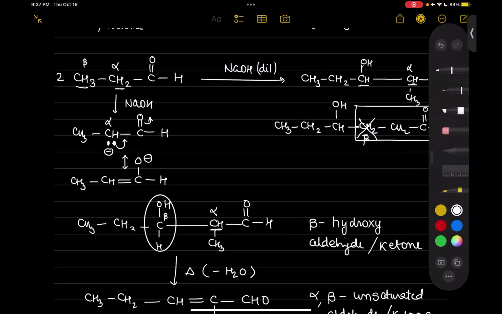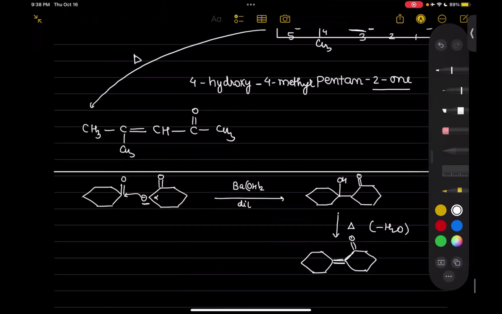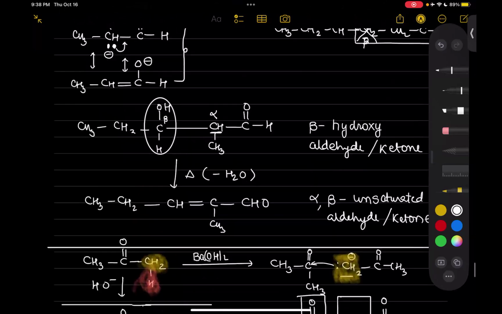Because the negative charge formed after the removal of alpha hydrogen can stabilize itself by undergoing resonance with the carbon-oxygen double bond, being adjacent to it. The charge can come on oxygen. You can see these two structures. Is it clear or not? Getting the point? Yes, sir.